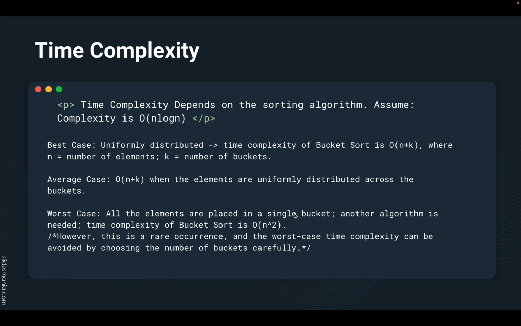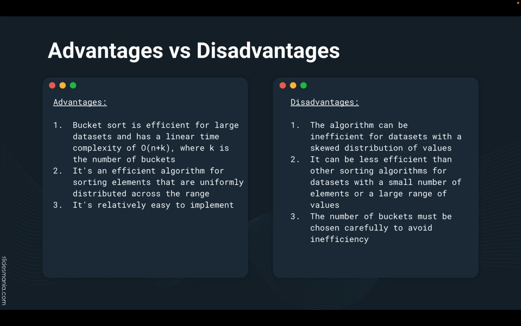But then we have the worst case, where all the elements are placed in a single bucket and another algorithm is needed. This is when we have all the elements placed in a bucket, but we need to implement another algorithm. The time complexity of the bucket sort would be O(n^2). However, this is a rare occurrence, and the worst case time complexity can be avoided by choosing the number of buckets carefully. Okay, now let's talk about a few advantages and disadvantages.